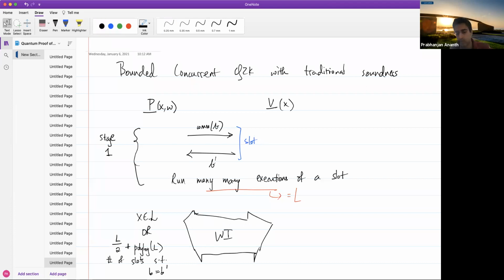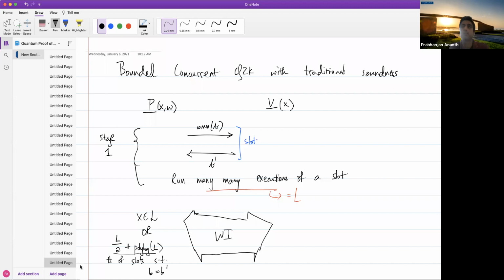Okay. So completeness is easy because the prover is going to use the actual witness in the WI protocol, and soundness just follows from the Chernoff bound. On average, the malicious prover can only match roughly L over 2 slots, and the probability it can match this many is going to be negligibly small, right? Where L is the security parameter, let's say, or polynomial in the security parameter, I mean.